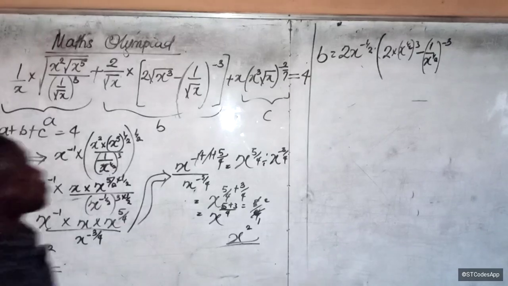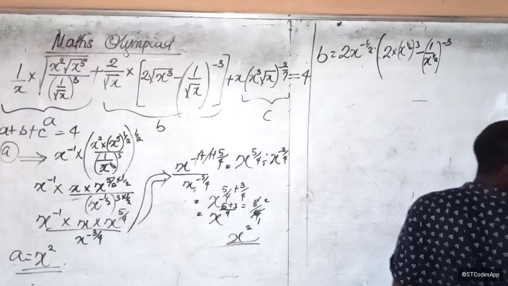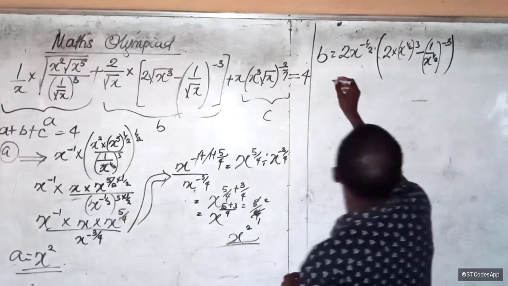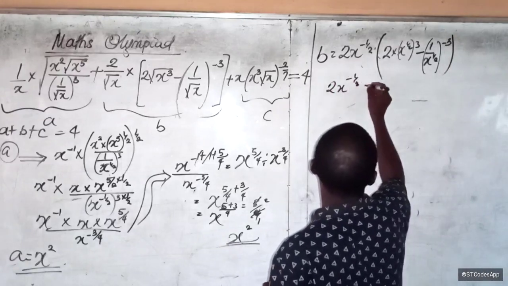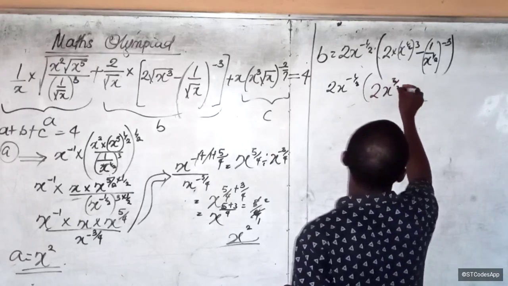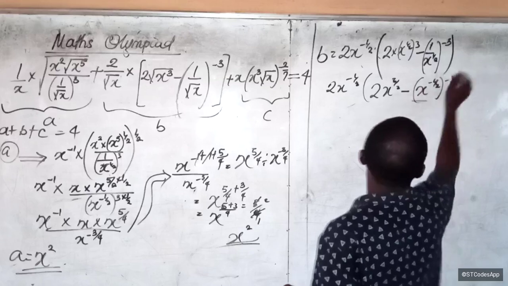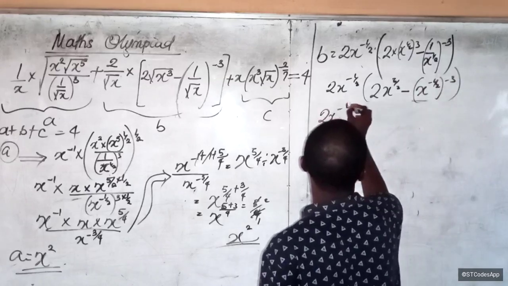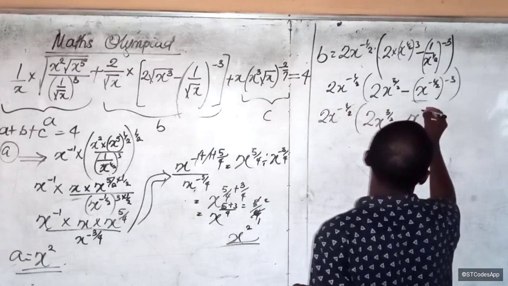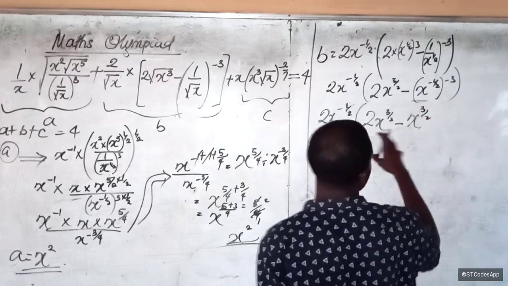So this guy alone is going to be minus 3. Okay. So what we have is this: 2 raised to the power x to the power minus half into bracket. This becomes 2 raised to the power x to the power 3 over 2 minus x to the power minus half times minus 3. So this becomes 2 raised to the power x to the power minus 1 over 2 over bracket 3 raised to the power x to the power 3 over 2 minus x to the power plus 3 over 2. So when you have something like this, what does this mean?